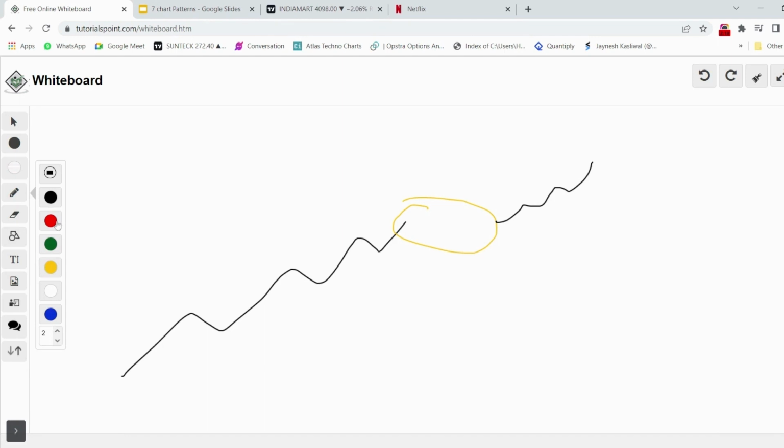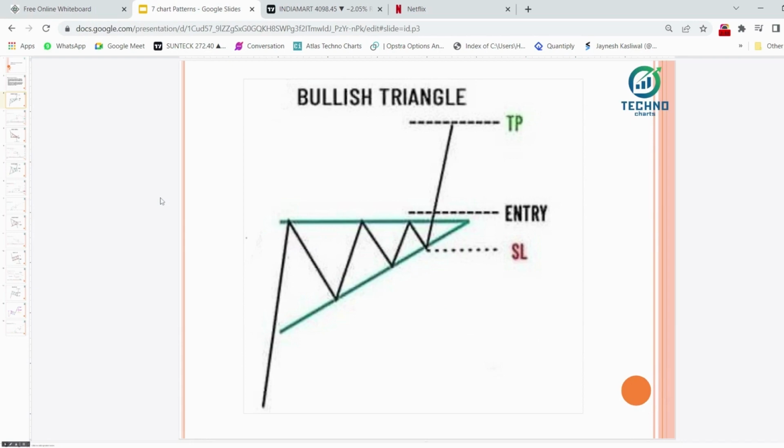One more type of chart pattern that you can see is the reversal chart patterns, where, for example, there was first a downtrend, then you will see a reversal occurring at these levels, and then an uptrend can be formed. So these are the different types of chart patterns, and in this session we are going to see the continuation chart patterns.